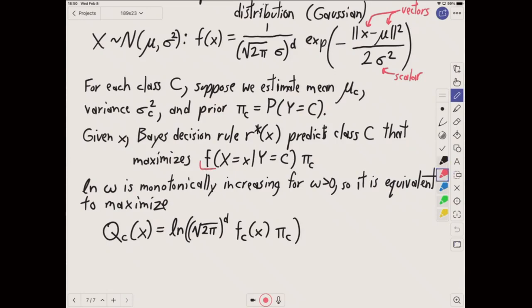So again, what I'm doing is I'm just taking this function that I want to maximize. I want to find the c that maximizes that, and I'm putting it here. It's the same thing. And what we get when we do that is an expression which, what's important here, is quadratic in x. It's not exponential in x.